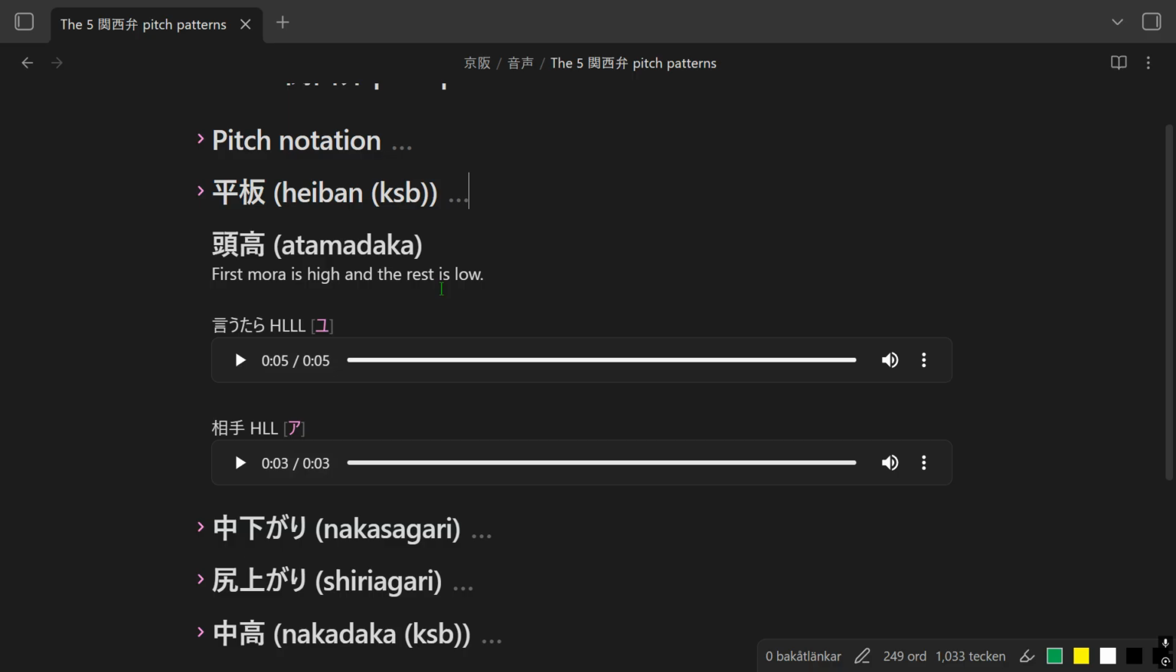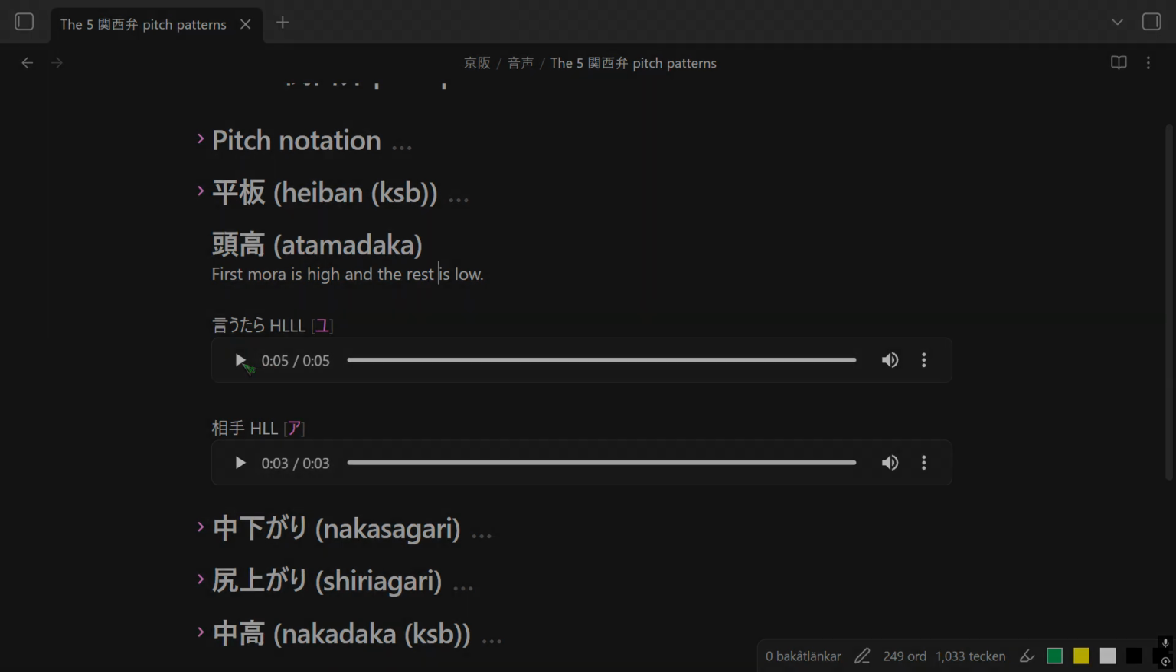Okay, so moving on to Otomadaka. It's pretty much identical to standard Japanese. Standard Japanese also has the first mora be high and then the rest is low. So I picked up 2 words here that I thought would be interesting to look at. So yutara and aite. So yeah, let's just listen to them.